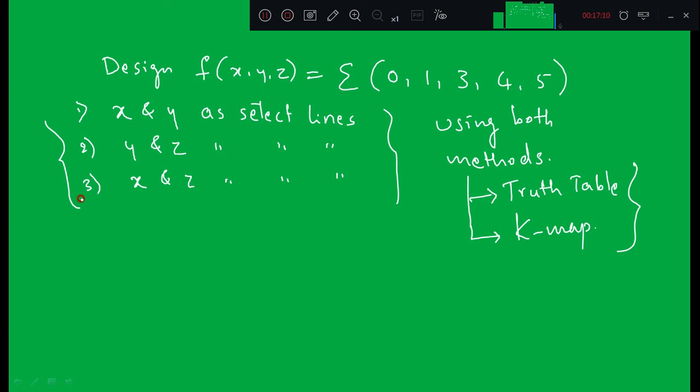Okay, for today's class this is it. In the next class we will discuss how to design a Boolean function which has 4 variables using an 8:1 mux, and we will use both, that is 8:1 mux as well as 4:1 mux. Okay, thank you.